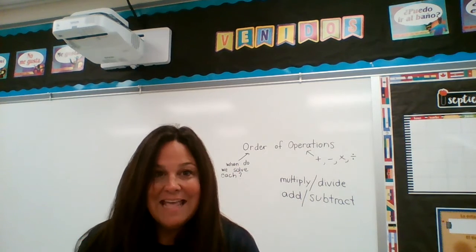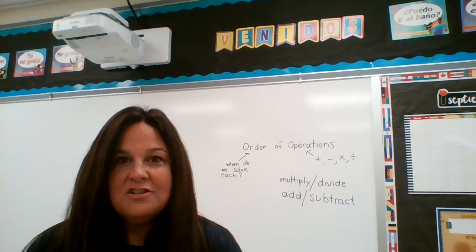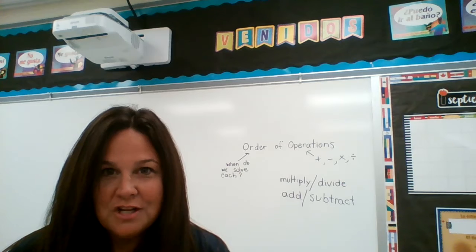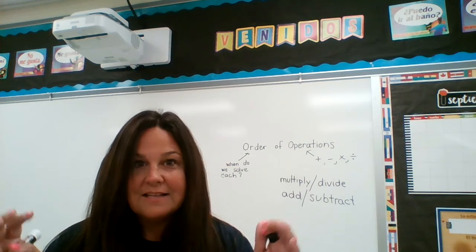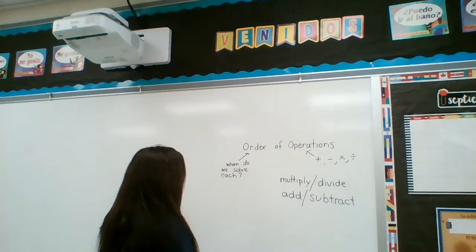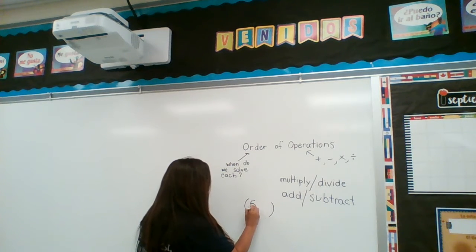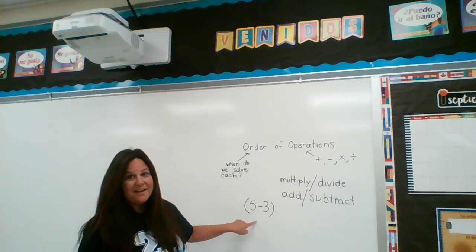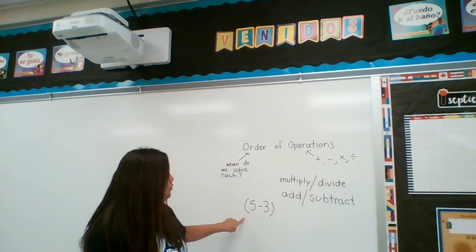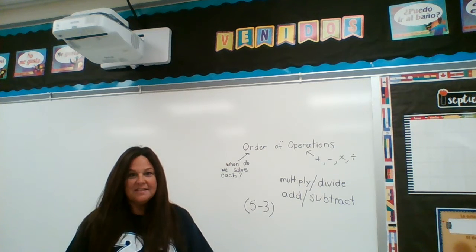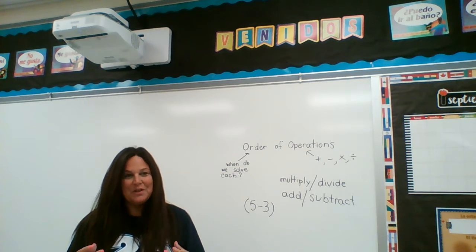But here's the thing. In math, especially when we get into higher levels of math like algebra, there are more than just those four operations. We've got something called parentheses, or some people like to call them brackets. Make sure you can see, parentheses look just like this. So I'm going to put 5 minus 3 inside of these parentheses. We can call them brackets, we can call them parentheses, but we always want to work inside of the parentheses first, okay?